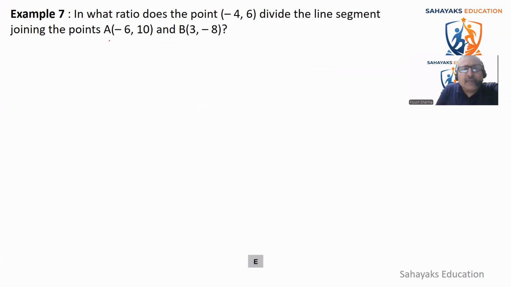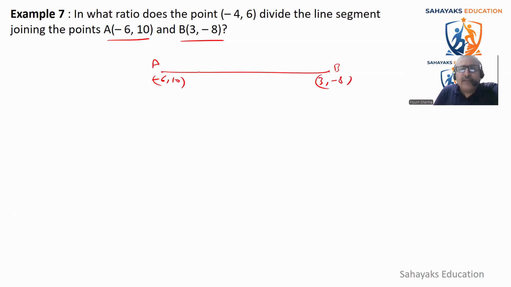And again, I'll say there is one point. This is the second point. Again, I'll just draw this line. It is minus 6, 10, and this is point 3, minus 8. This is point B, this is point A. And there is a point somewhere in the middle, and it is dividing in the ratio k is to 1. Now, how will you find this?